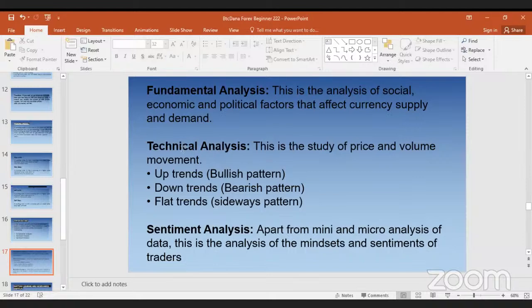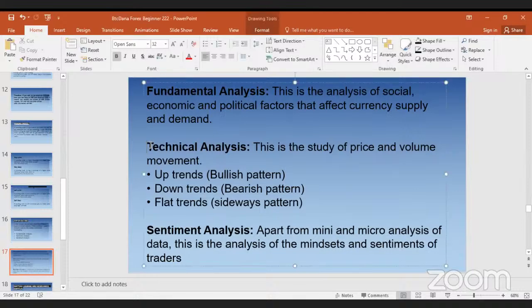Then the technical analysis: you don't just jump into the market because you already saw the fundamental part of the analysis and you know the economy is good. You want to place your order in a place that is very safe. So that is where the technical analysis comes in, because like I said, it is the study of price and volume movement. The price is always jumping around, even though it's going up.